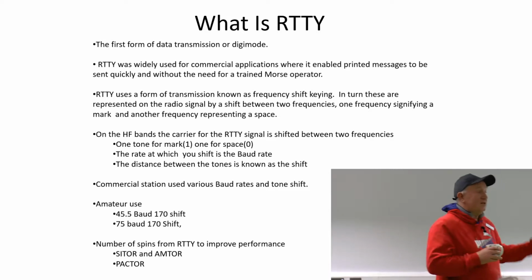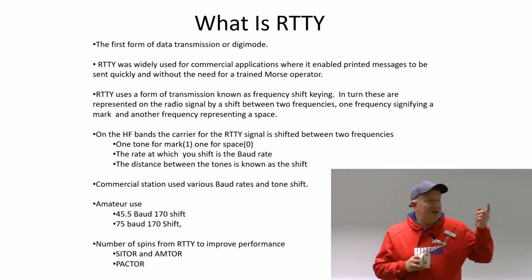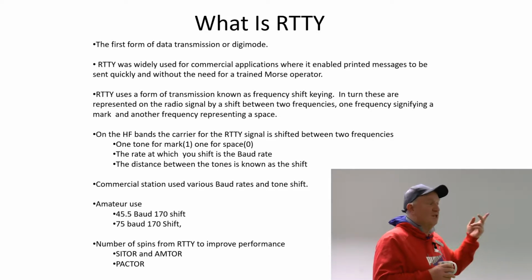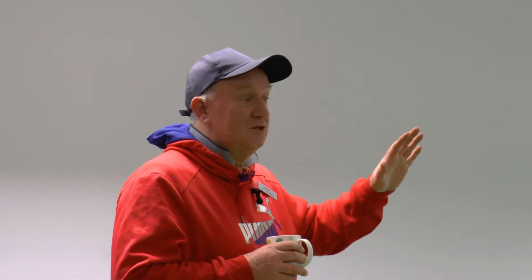You basically have one tone that is called a mark and one that is a space. So that's like ones and noughts, basically. You look at it as ones and noughts. The old terminology was mark and space.